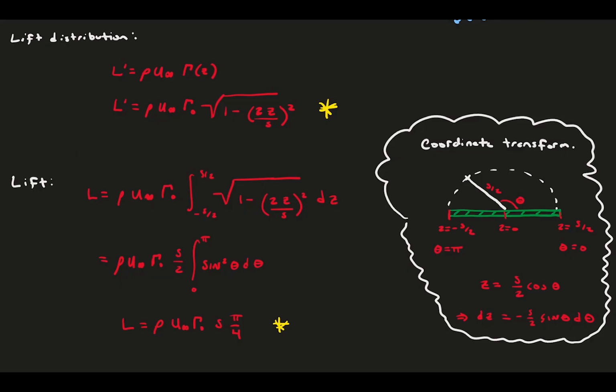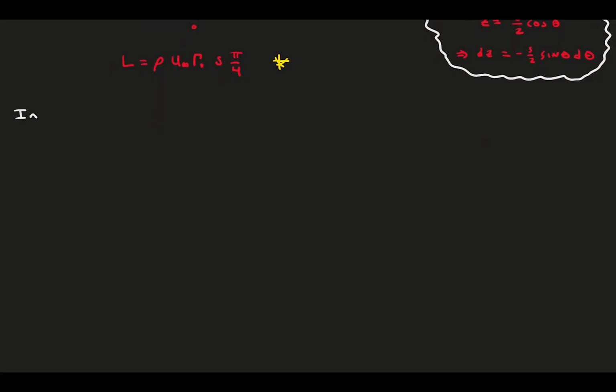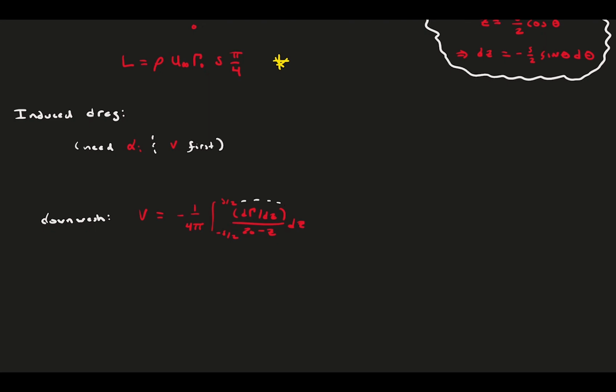When we apply this to the lift equation, we can solve out the integral and get our final expression for lift. To get to the induced drag, first we're going to need to solve for a number of things. We need the induced angle of attack, and it will also be convenient for us to solve for the downwash function, v. Here, the downwash function is defined by the integral of the slope of the gamma distribution, which we can solve for directly. Plug this into the integral, and we get the following expression.